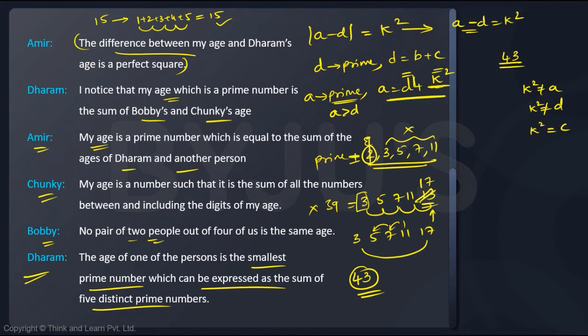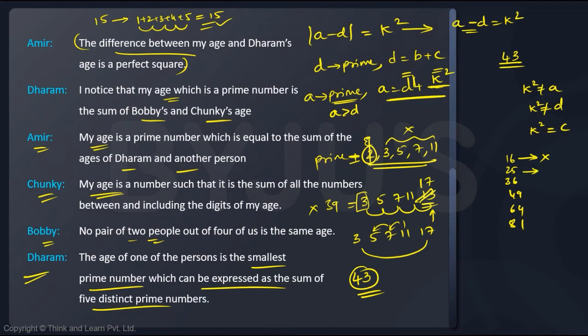If k square is equal to c, but remember c's statement is that the sum of the digits between these two, of the two-digit number, should add up to the number itself. So what are the perfect squares? You have 16, 25, 36, 49, 64, 81. Now, 1 to 6, if you add, will you get 16? No, we just saw 1 to 5 will get 15.